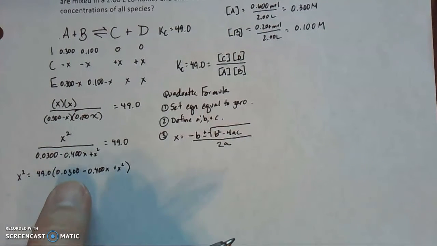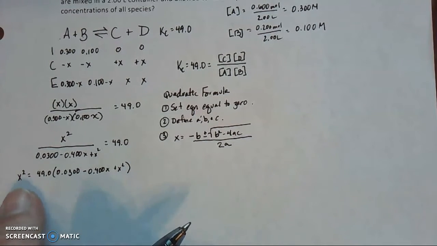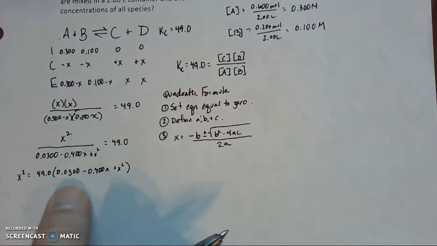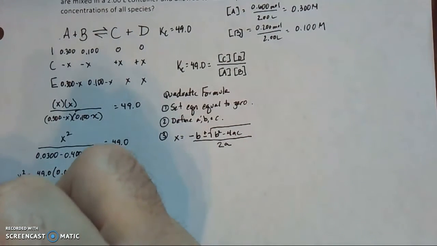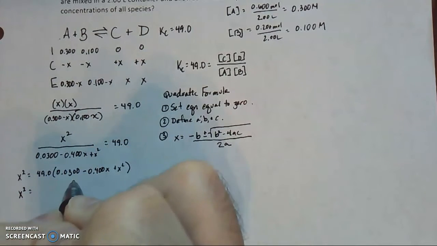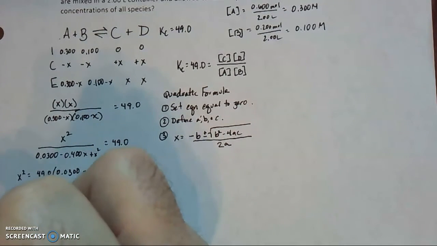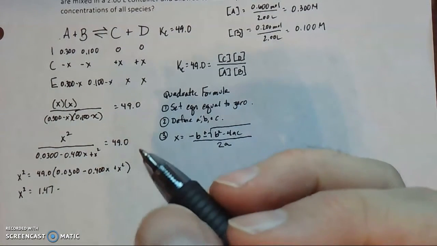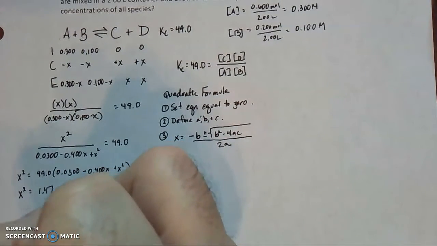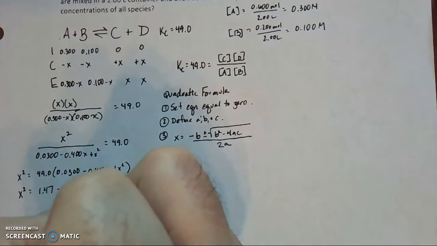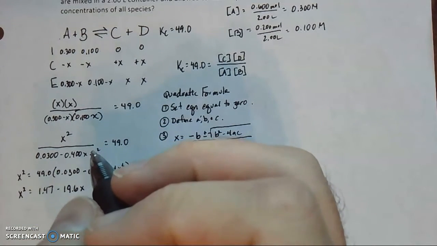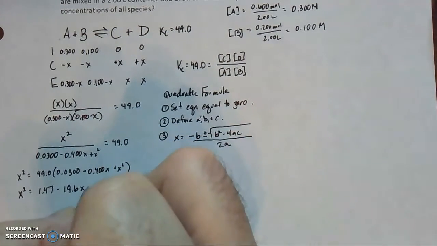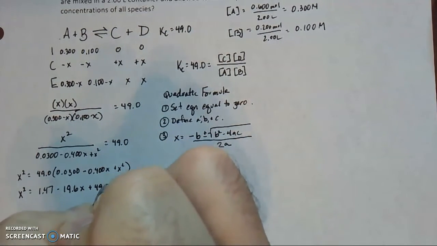So I am keeping with 3 significant figures in all of these, so that can help a little bit. So when we do this, now we have to distribute the 49 to everything here. So 49 times 0.0300 is 1.47. 49 times negative 0.400x is minus 19.6x. And then 49 times x squared is plus 49.0x squared.